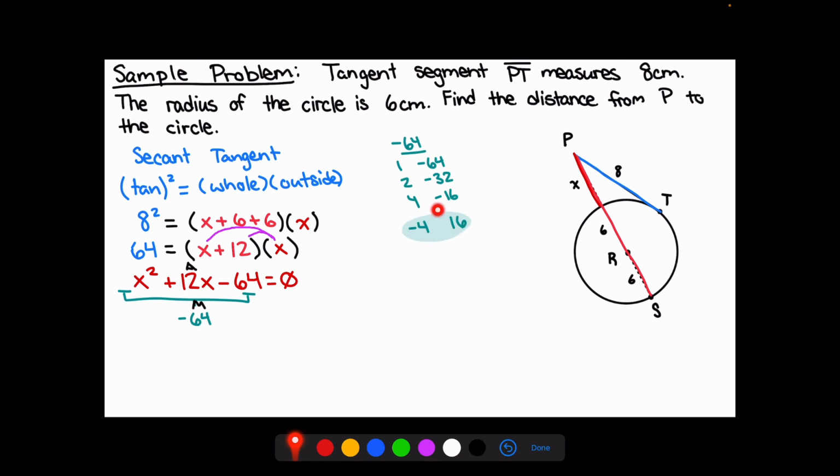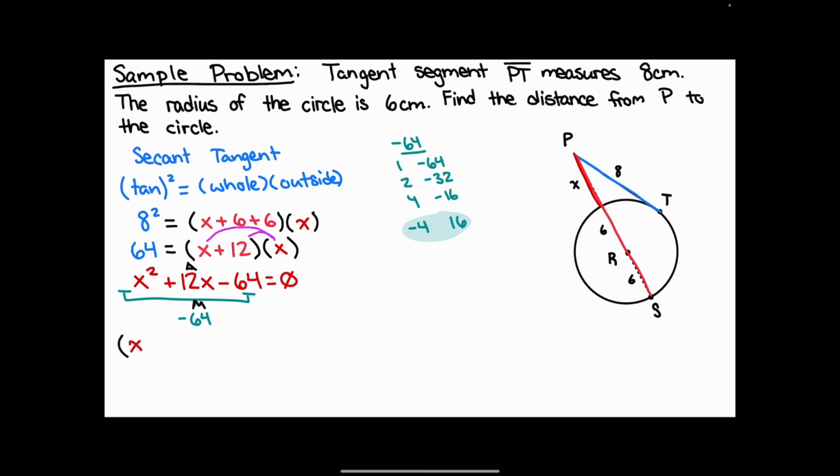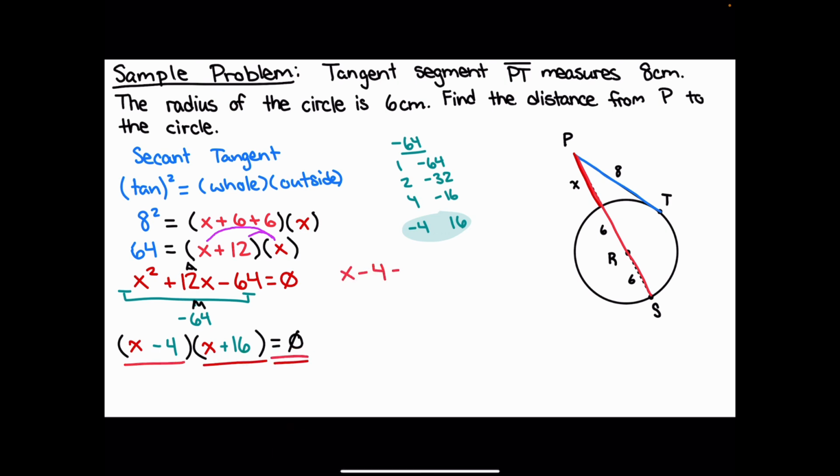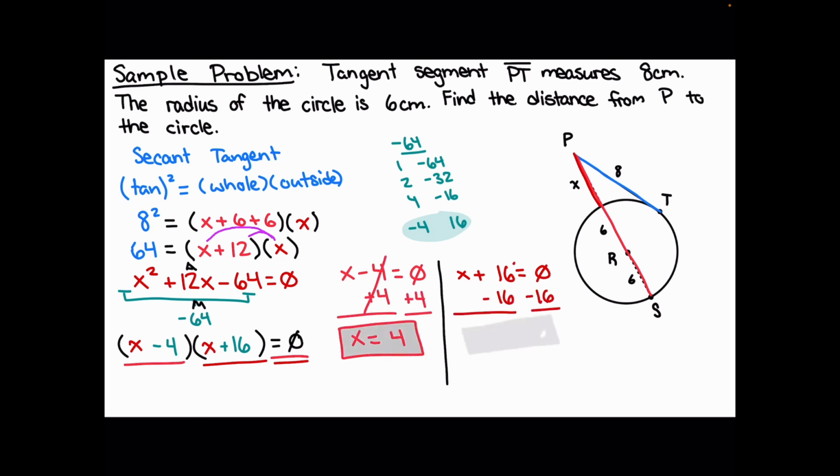So once I find those terms, and of course I can keep listing them, there's many more terms than this, but once you find them, you can stop, of course. Once I find my two terms, I'm going to put them in a double bubble. I'm going to have x minus 4 times x plus 16 equals 0. At this point, each bubble gets its own equation. So I have x minus 4 equals 0, x plus 16 equals 0. That will solve and give us x equals positive 4 and x equals negative 16.